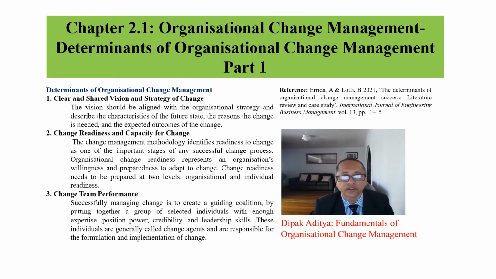Determinants of organizational change management. There are 12 determinants described. Here, the determinants presented are clear and shared vision and strategies for change, readiness of the organization, and change team performance. The vision should be aligned with the organization's strategy. Change readiness identifies readiness of the organization, and the guiding coalition team performance is very important for successful change.